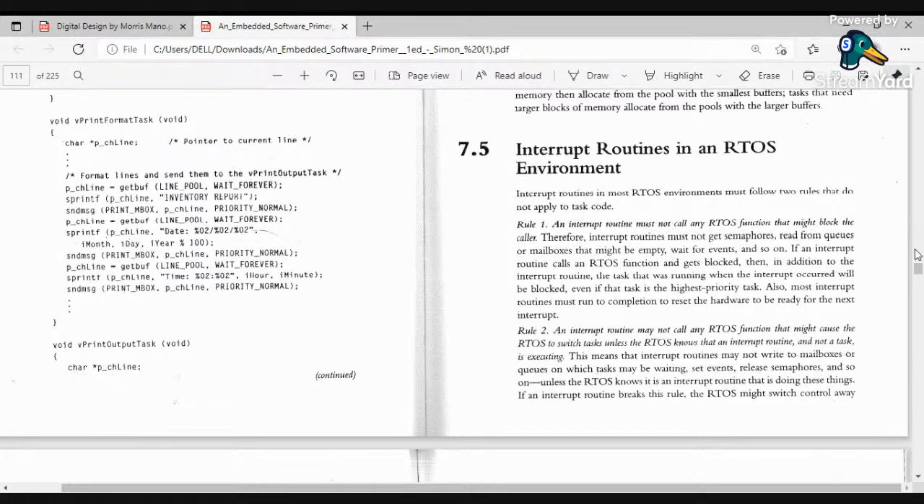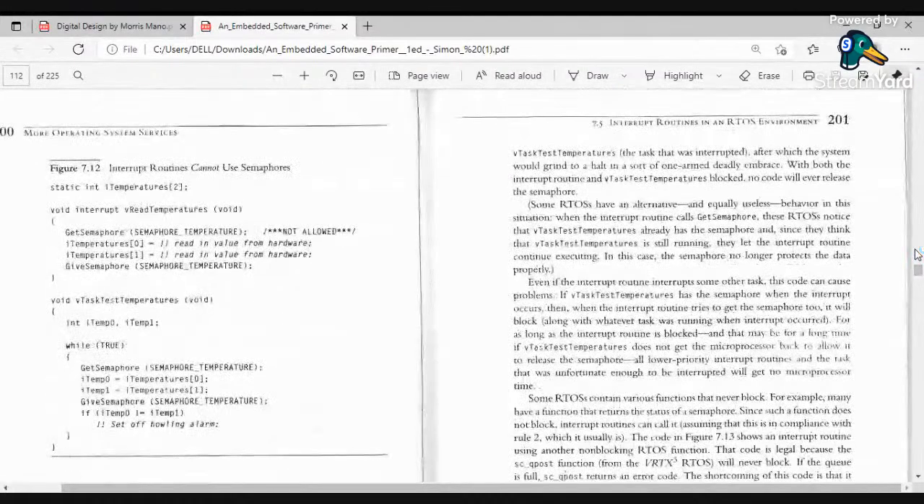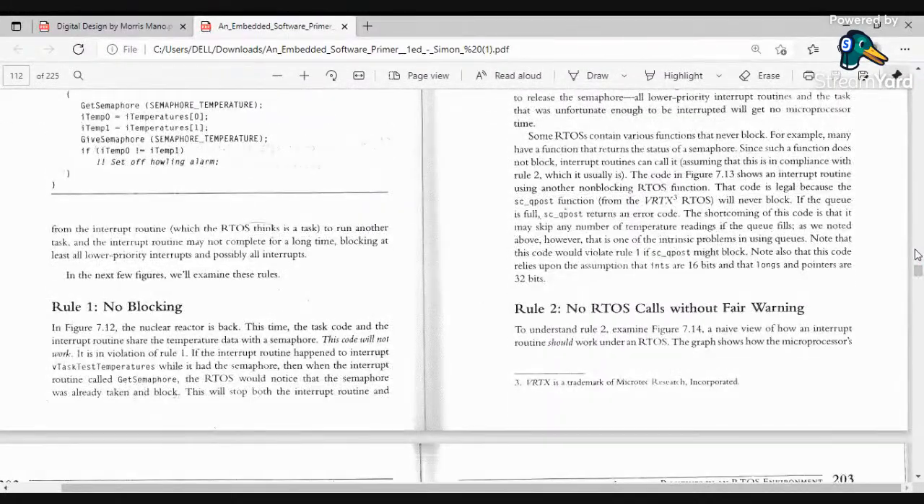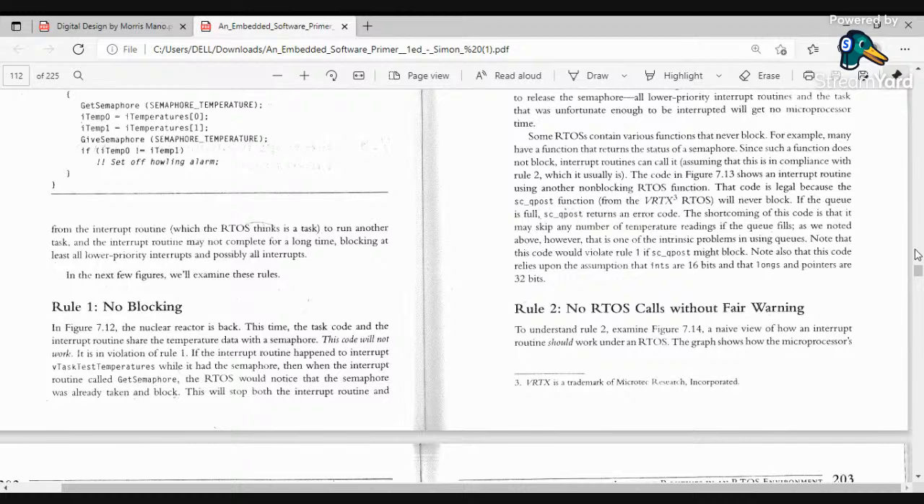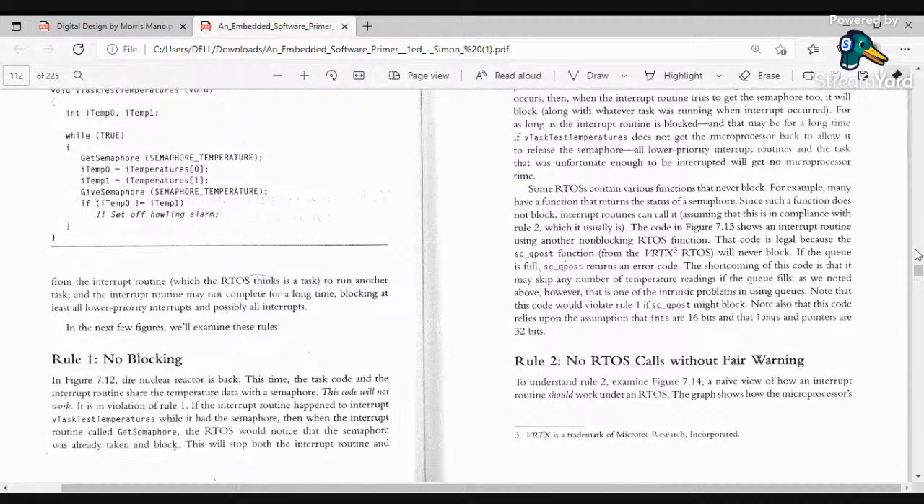The next rule is an interrupt routine may not call any RTOS function that might cause the RTOS to switch tasks, because the RTOS should know whether it is a task that is going to execute or a blocked one. To provide these two rules, the first one is no blocking, where it will not allow anyone to block that first interrupt routine.